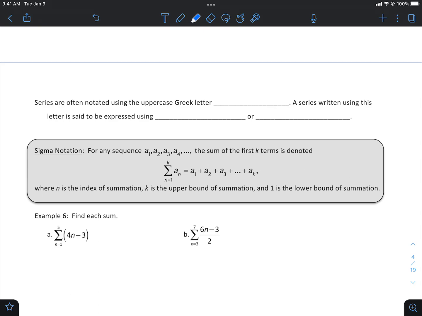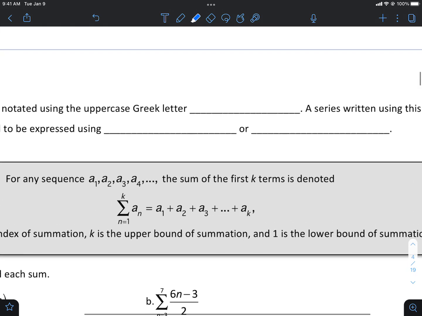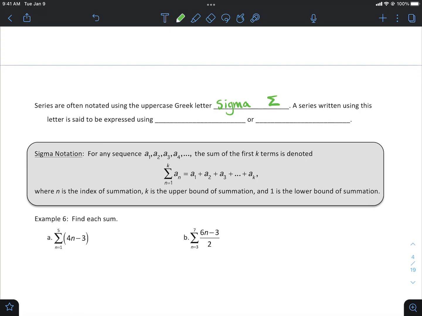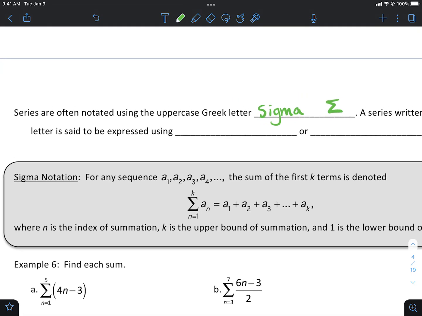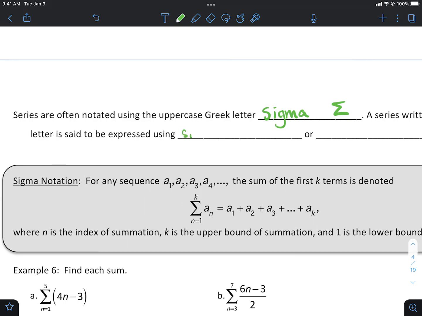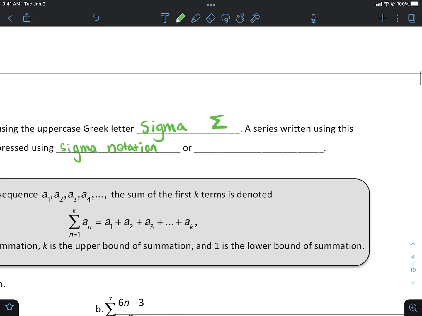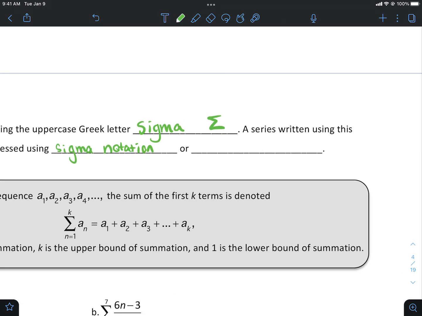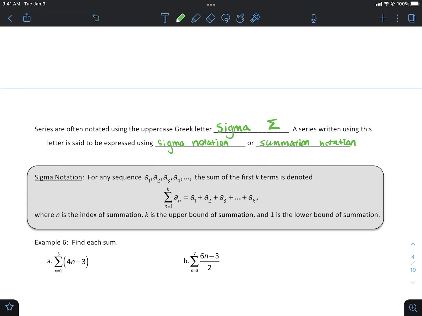This is just basically a notation for the summation of things. We use the Greek letter called sigma, and the symbol for it kind of looks like a weird, zigzagged looking E. It is said to be expressed using sigma notation, or summation notation. You're going to hear me say sigma notation a lot.